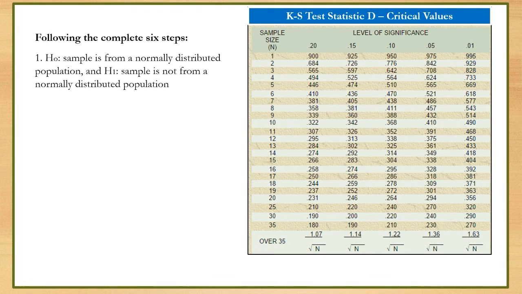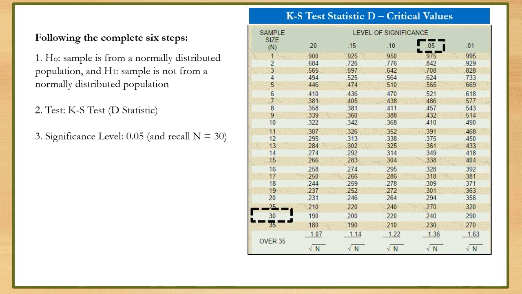To complete the 6 steps we talked about in class earlier: null hypothesis, alternative hypothesis. We know it's a KS test that we're doing. We're going to select significance level 0.05. Of course, we're a little bit out of order here because we already have our KS test actual value determined, so we're breaking the rules. But just to run through the 6 steps, here we are at step 3, significance level.